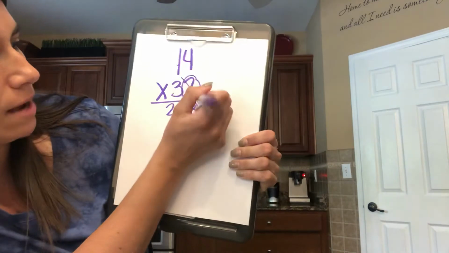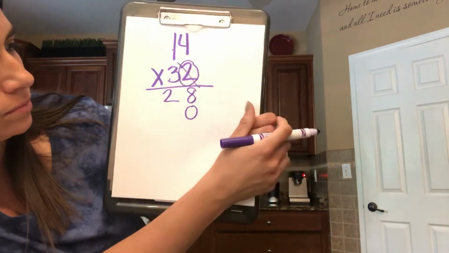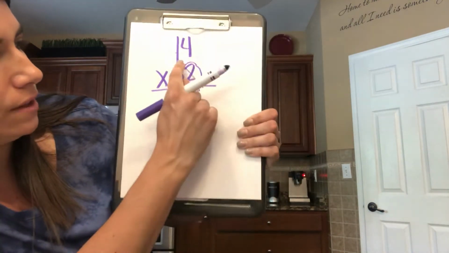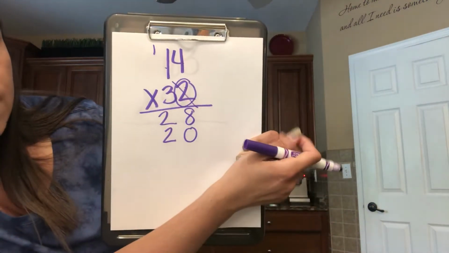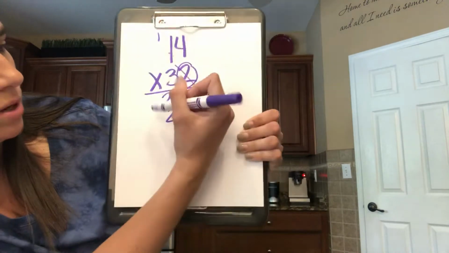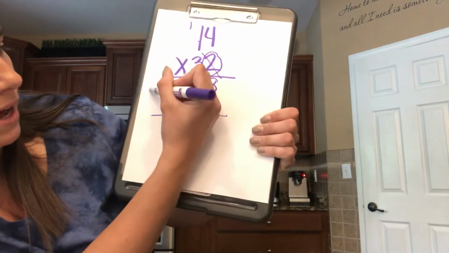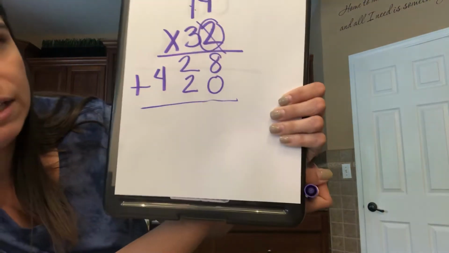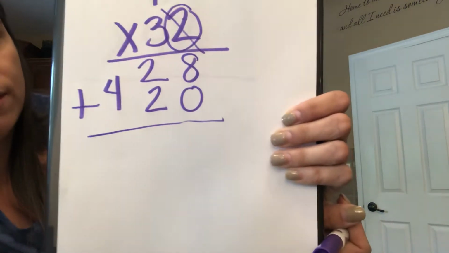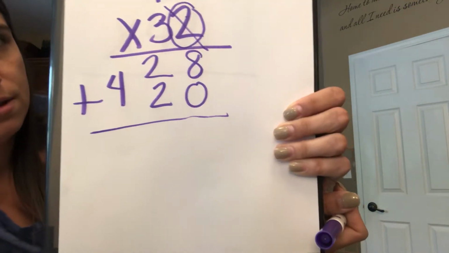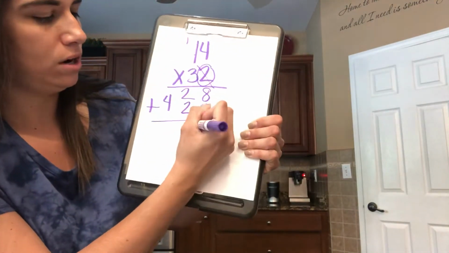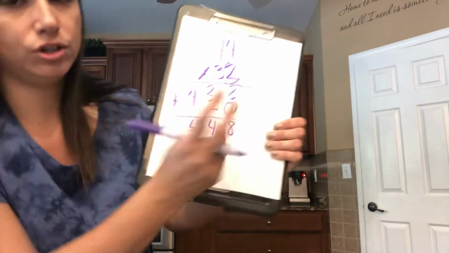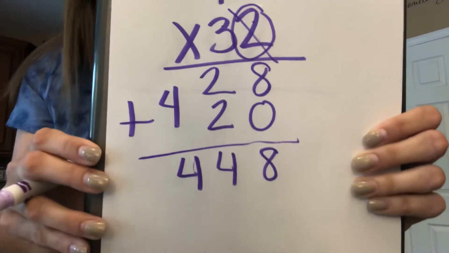And then we're gonna drop down the 0. And then 3 times 4 is 12, and 3 times 1 is 3, plus 1 is 4. And you're gonna add those two together. So if you didn't get to this point and you messed up somewhere, go ahead and fix it and then add. All right, and 8 plus 0 is 8, 2 plus 2 is 4, 4 plus 0 is 4. So you should have gotten 448 for that one.